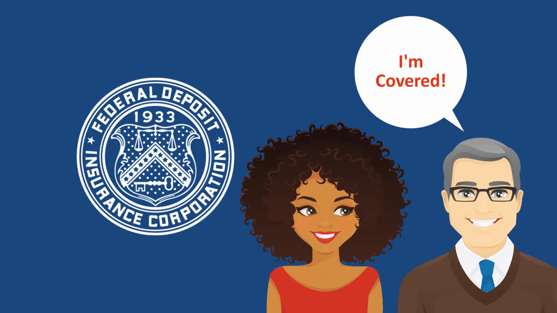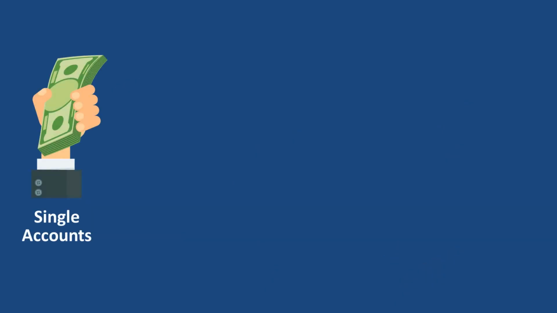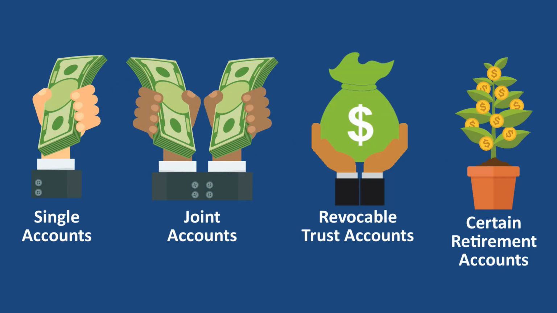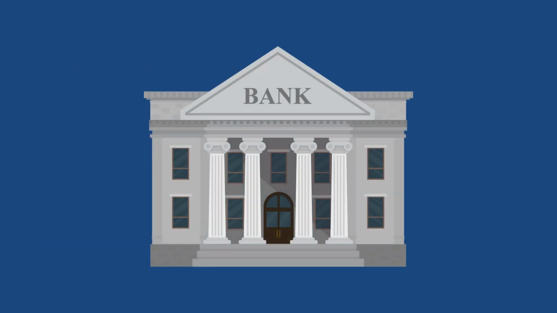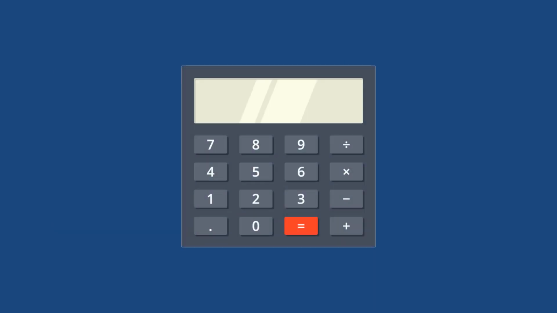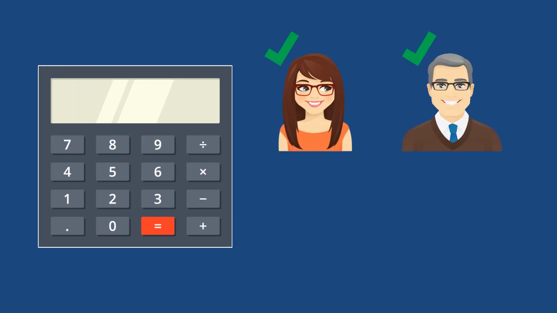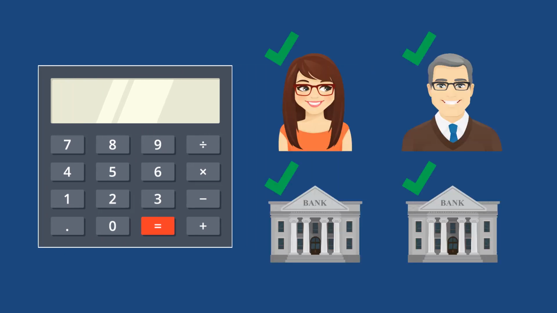Examples of ownership categories include single accounts, joint accounts, revocable trust accounts, and certain retirement accounts. You can determine your deposit insurance coverage at any FDIC member bank using the Electronic Deposit Insurance Estimator, which is also referred to as EDIE. This online tool allows you to calculate FDIC deposit insurance coverage on a per depositor, per bank basis.